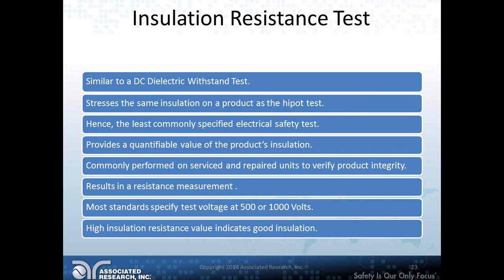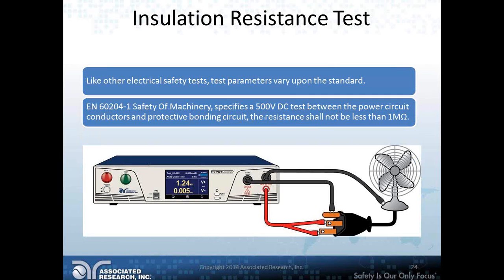In some cases it may not be the case, and the standard may ask you to run an IR test at a different potential. But normally, a test voltage of 500 or 1,000 volts is used for the insulation resistance test. The higher the insulation resistance of your product, the better it is. That means the insulation is in good shape and will be able to hold and protect the user for the life of the product.